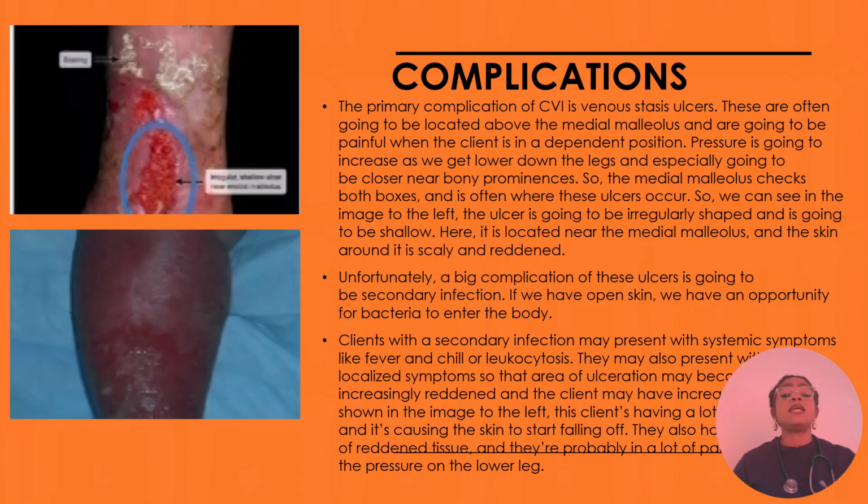So we can see in the image to the left, the ulcer is going to be irregularly shaped and is going to be shallow. Here, it is located near the medial malleolus and the skin around it is scaly and reddened.